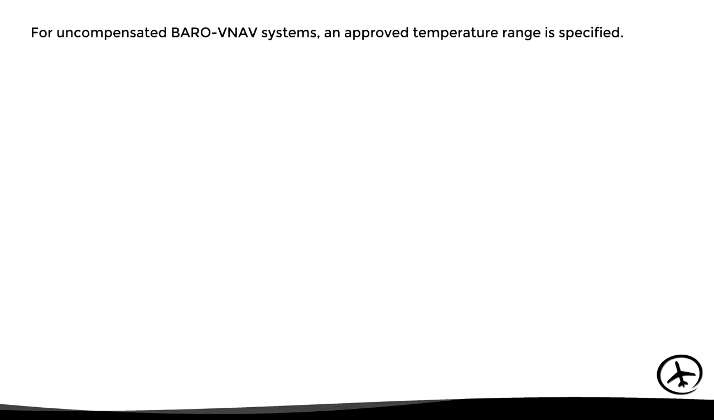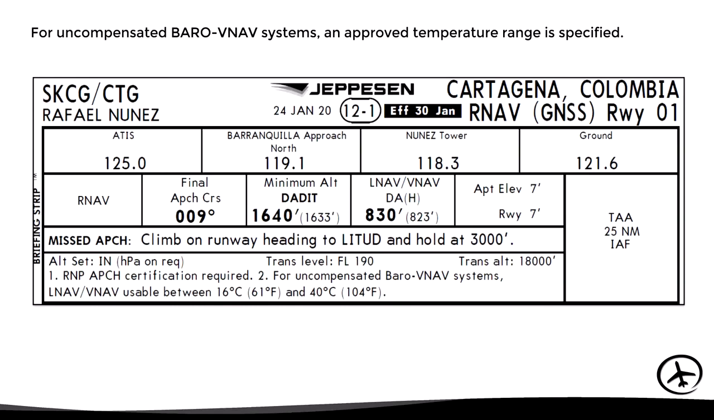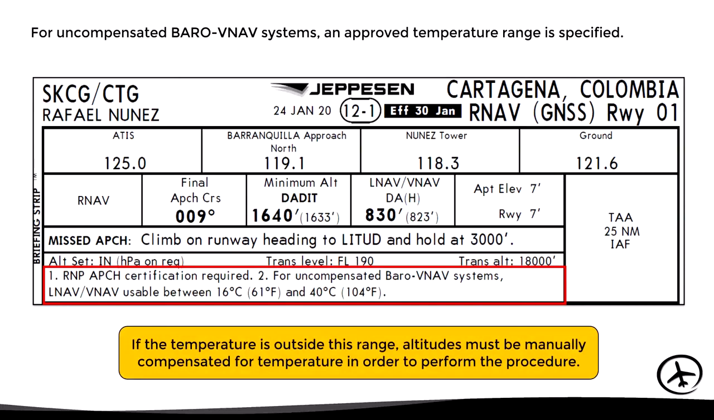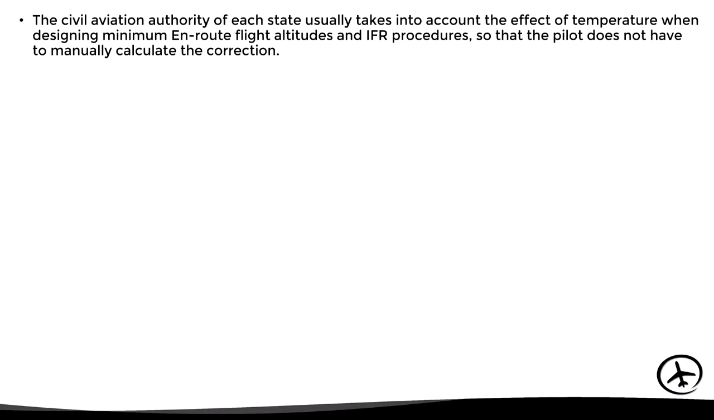However, in some cases, like in the approach procedures with vertical guidance that use uncompensated Baro VNAV systems, an operational temperature range is specified in the chart. For example, here, the second note establishes that this procedure may be executed without temperature correction, provided the temperature is between 16 and 40 degrees Celsius. If the current temperature is outside this range, the crew must apply the corresponding temperature corrections to all the altitudes of the procedure.